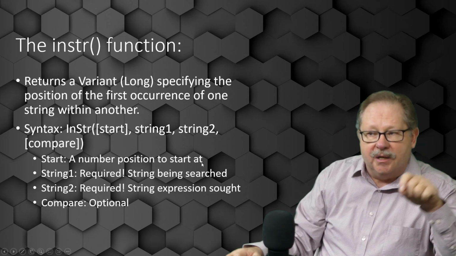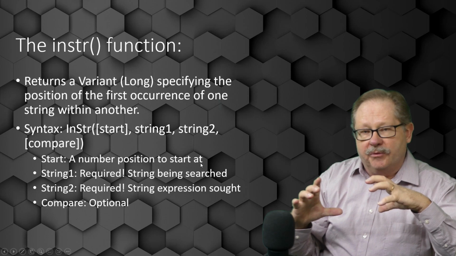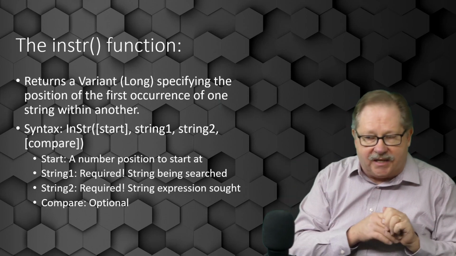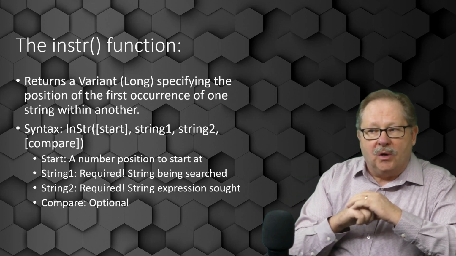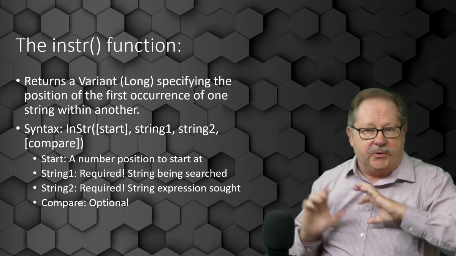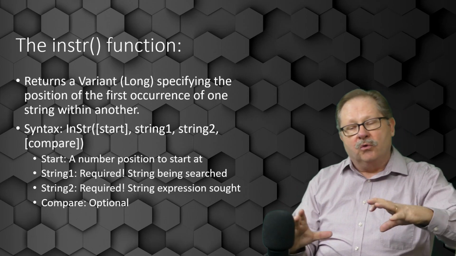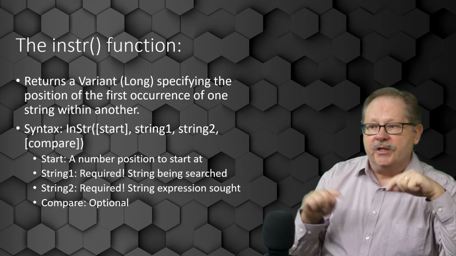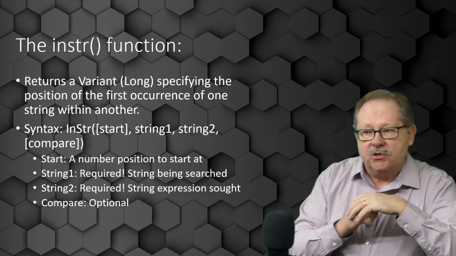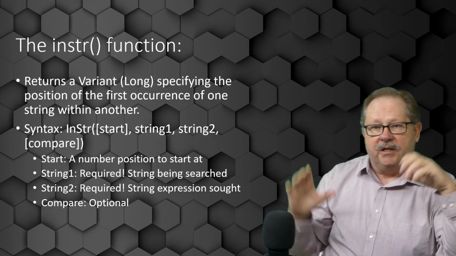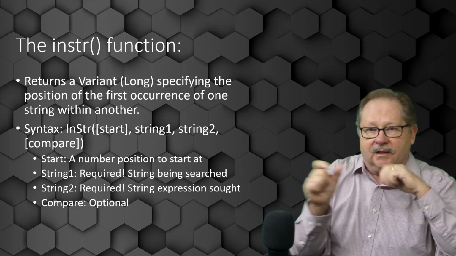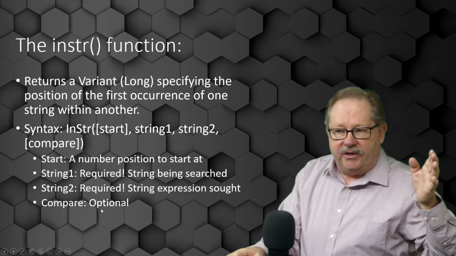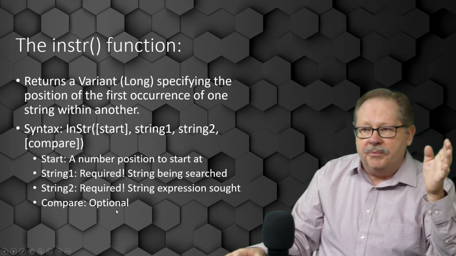But start is a number position to start at for the particular text we're beginning at. If you leave it out, it starts at the beginning of the text. String one is required because it's the string being searched. So that's the input I'm going to give it for the input text field, okay? String two is what I'm looking for. So what I'm going to look for first is, in this big blob, the word title. And then I could compare it with two strings if I wanted to, but very seldom do you actually do this piece of it.